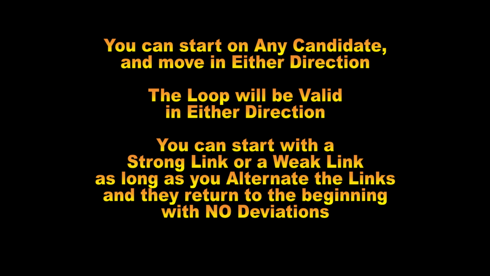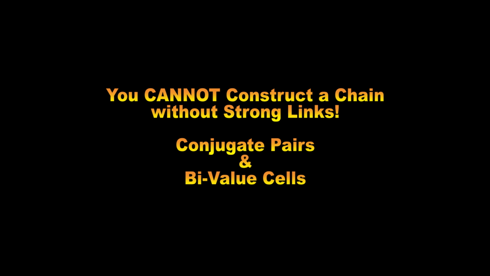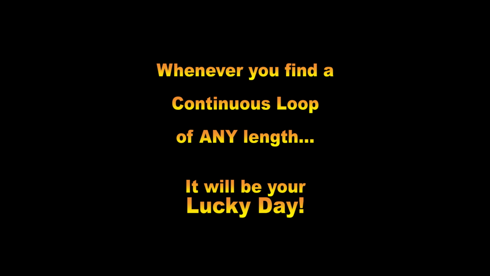You can start on any candidate and go in either direction. The loop will be valid in either direction. And you can start with a strong link or a weak link, as long as you alternate the links and they return to the beginning with no deviations. Just remember that you cannot construct a chain without strong links, which can only be in the form of conjugate pairs and bi-value cells. So conjugate pairs and bi-value cells are the superstars of your chain or your loop. Whenever you find a continuous loop of any length, you can really celebrate because it will be your lucky day.